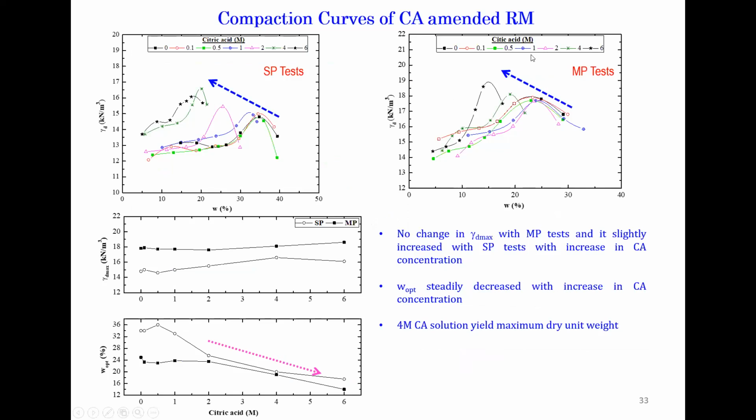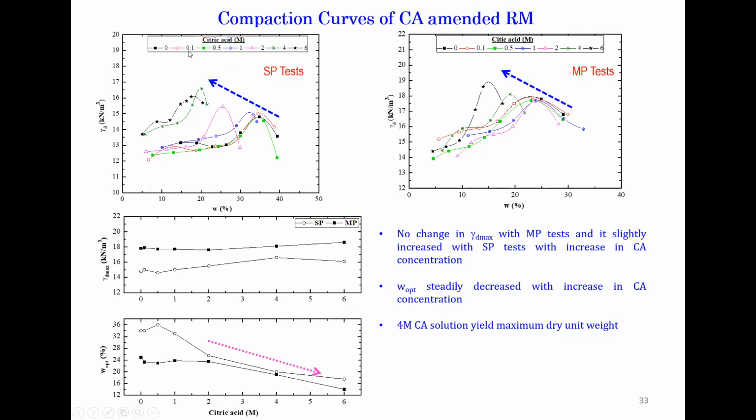These are the compaction curves of the red mud treated with citric acid, because citric acid is a very weak acid, and it is also reported that it can effectively neutralize. But it is not only a neutralization problem. Unless the compaction characteristics meet the codal provisions, merely neutralizing the red mud paste doesn't serve any practical purpose. Therefore, to verify whether there is any change in the compaction characteristics, the compaction curves have been produced for citric acid in different molarities.